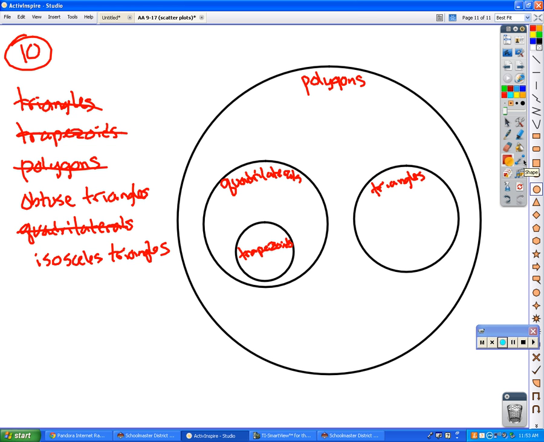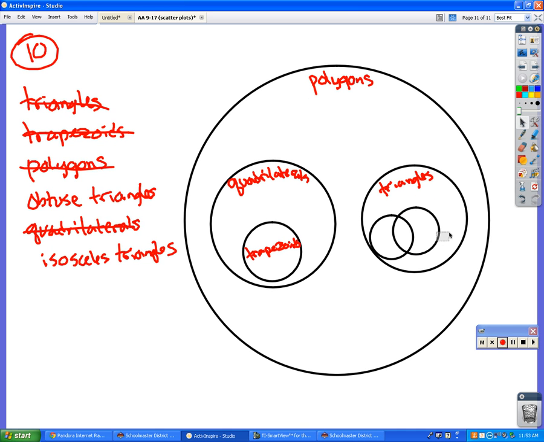What do I need to do with those two circles? They do need to intersect, because you can have a triangle that is both isosceles and obtuse at the same time. So somehow or other, these two things need to intersect. So we'll go obtuse triangles and isosceles triangles. So that's what that's going to look like. And you can use ovals, or you can make funny shapes to make it all fit. That doesn't really matter, just as long as they're inside the right areas and overlap the right way.